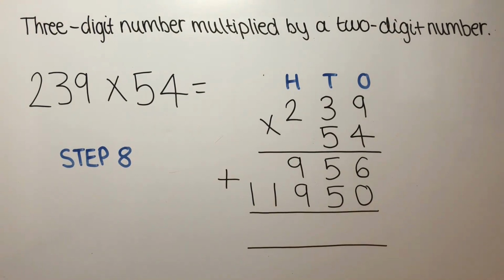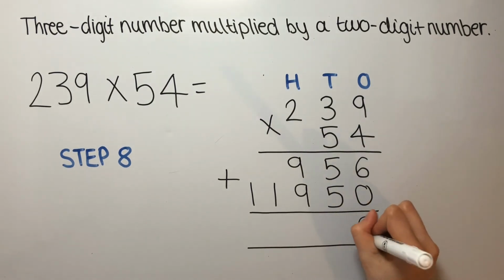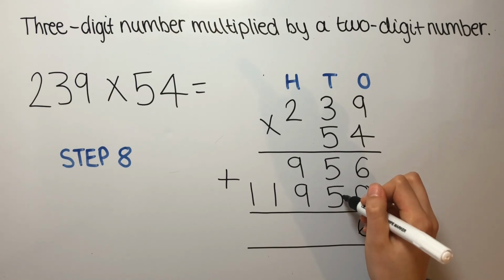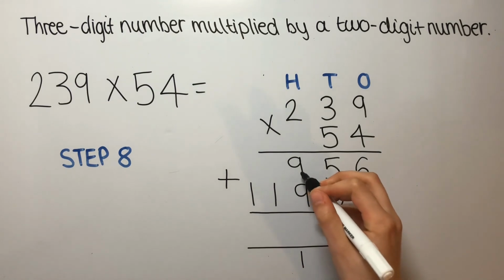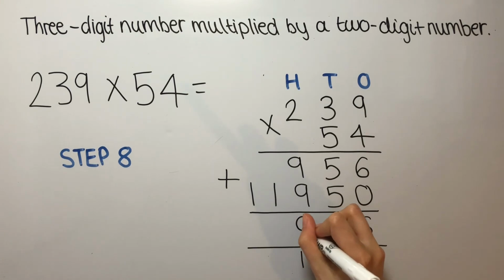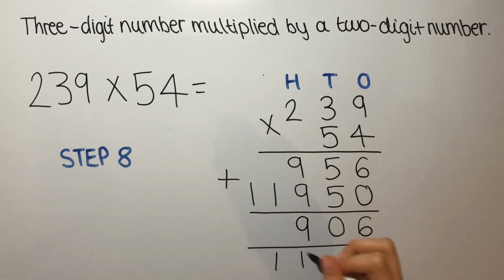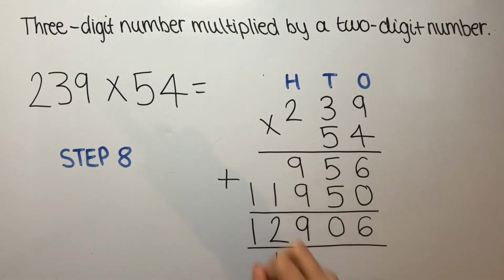Now that we have finished with our multiplication, we can move on to step 8, which is adding the two numbers together. 6 plus 0 is 6. 5 plus 5 is 10. Write the 0, carry over the 1. 9 plus 9 is 18. Plus 1 is 19. Write down the 9, carry over the 1. 1 plus 1 is 2. Nothing plus 1 is 1. And our answer for this question is 12,906.